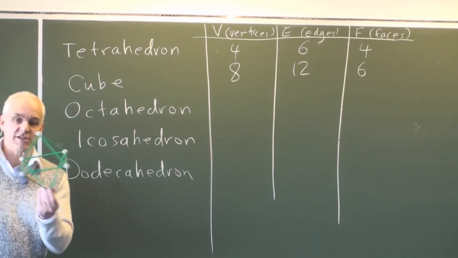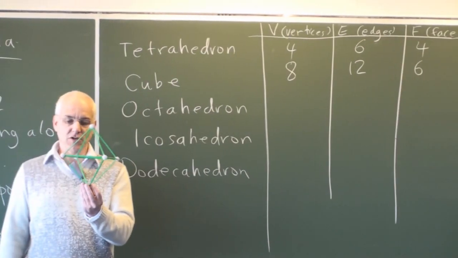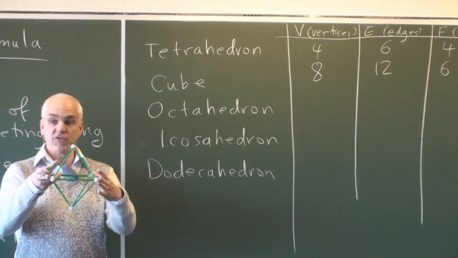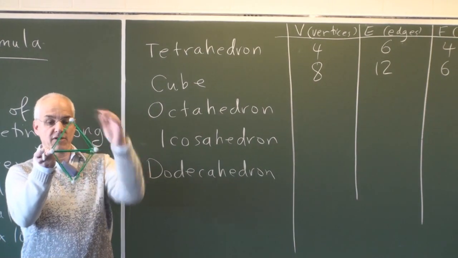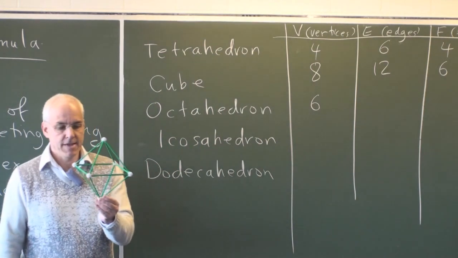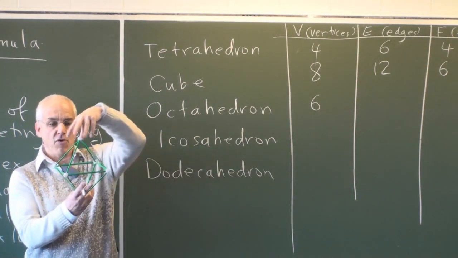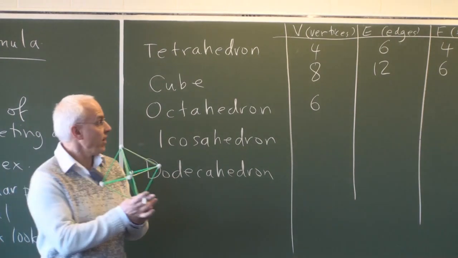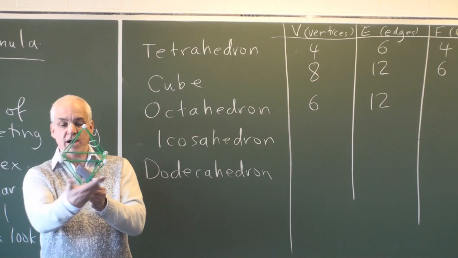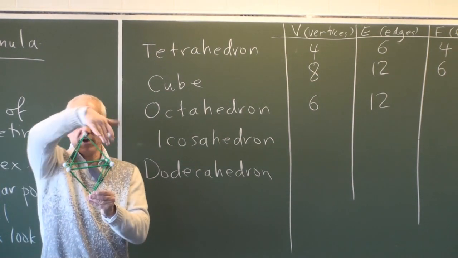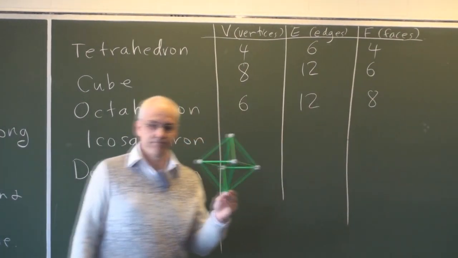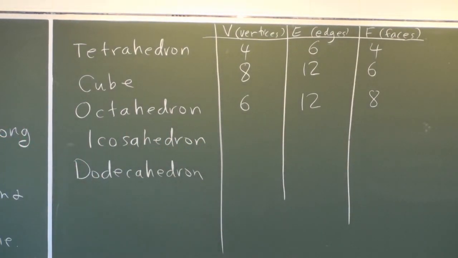Then after that we have the octahedron. The octahedron has 4 vertices in a plane forming a square, and then 1 vertex above and 1 vertex below, so 6 vertices altogether. 4 edges emanating from here, 4 edges emanating from here, and 4 in the middle, so that's also 12. And faces, we have 4 triangular faces at the bottom and 4 triangular faces at the top, so 8 of them altogether. That's the octahedron.